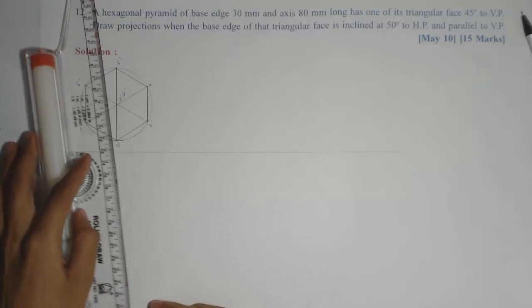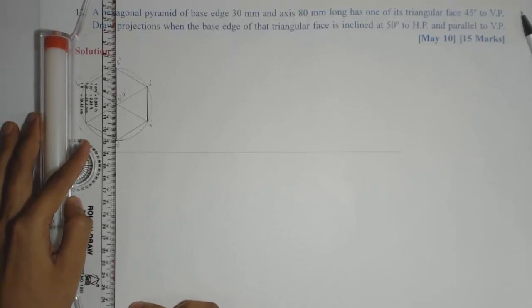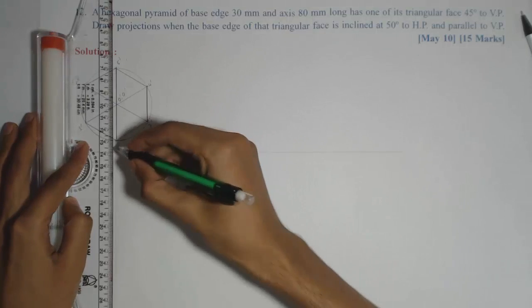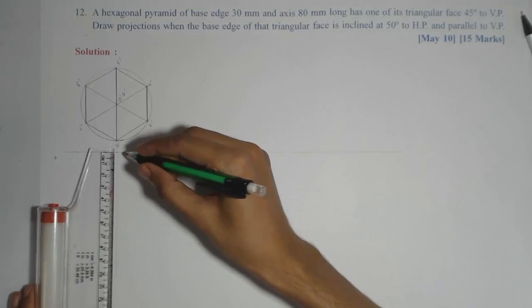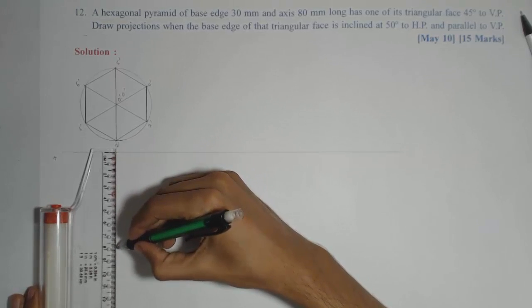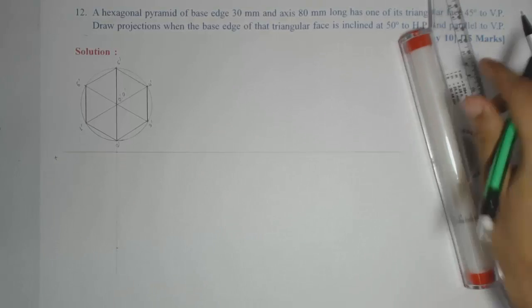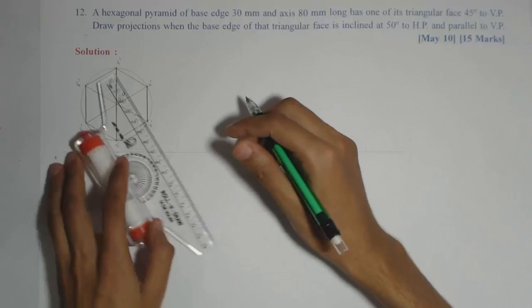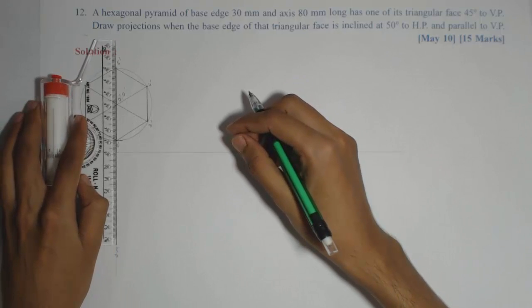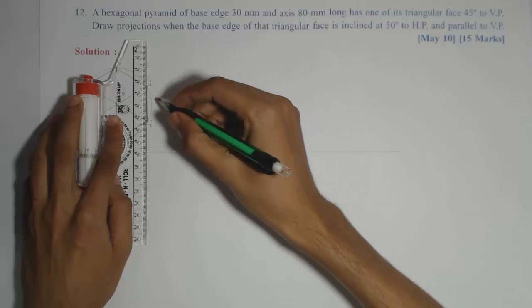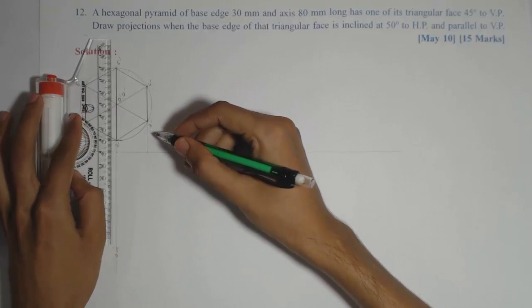I will complete the corresponding top view. For that we will first mark the axis length. Starting with XY, the axis length is 80 mm. So we'll first mark the axis length of 80. This will be the apex, O dash. Now we'll produce the other corners only up to the XY line. So 3, 4 up to the XY line.